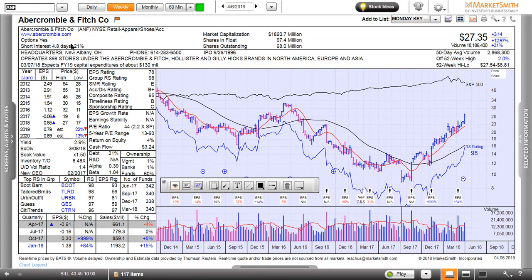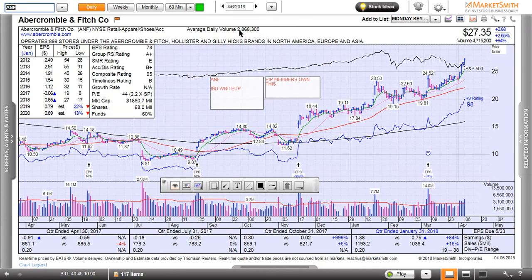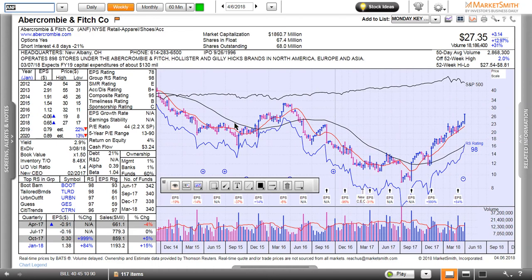I'm just going to do Abercrombie and Fitch. It has 4.8 days of short interest. Do you see it right there? What does that mean? If you take the average daily volume, I'm going to show you this real quick, an average daily volume of 2.8 million shares a day, and take that times 4.8, that tells you the total number of shares sold short. The other way to look at it is that to cover, it's going to take 4.8 days of volume, if those shorts decide to buy and cover their short. That's buying. That will put it up in price.